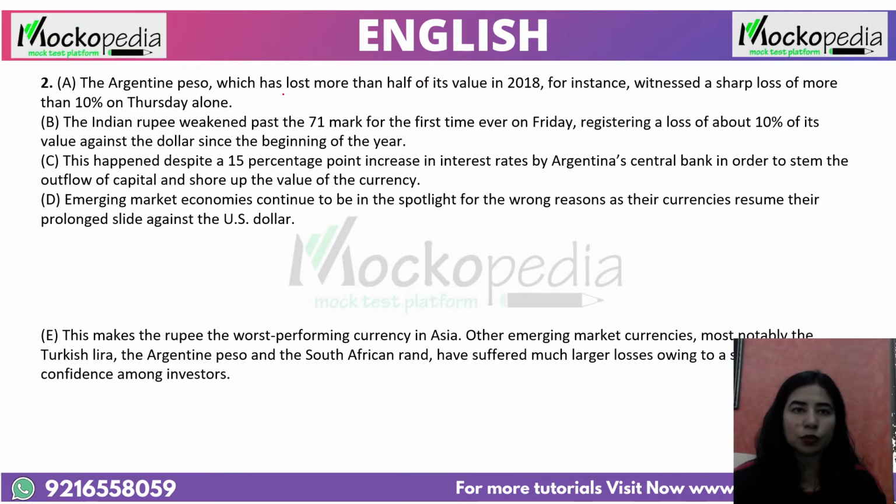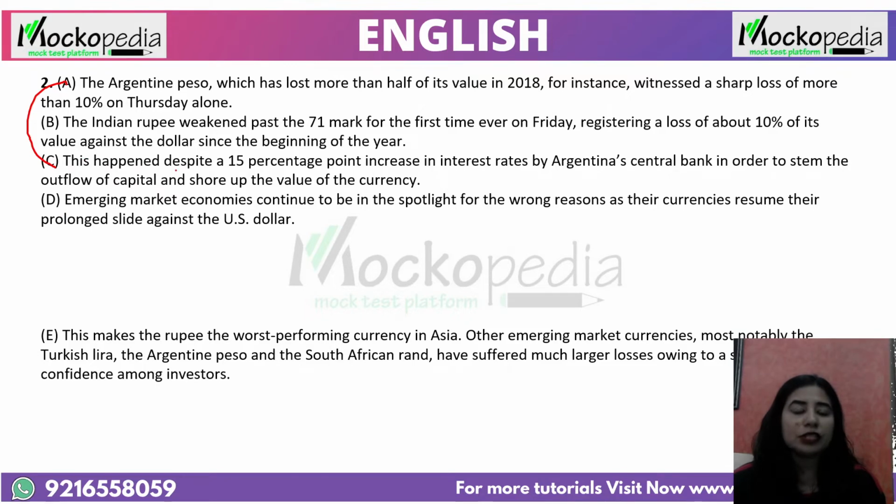So here the Argentine peso is losing value and it says that the Indian rupee has also weakened, registering a loss of about 10% of its value against the dollar since the beginning of the year. So it looks like both of these are explaining or illustrating a phenomenon. Now, this happened despite a 15 percentage point increase in interest rates by Argentina's central bank. So, somehow we can see that there can be a possible relationship between A and C, as both are talking about Argentina's financial state. So we can possibly see the ideas flow, but it looks like a mandatory pair.